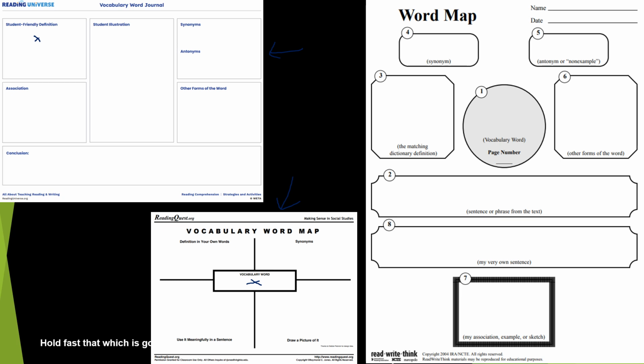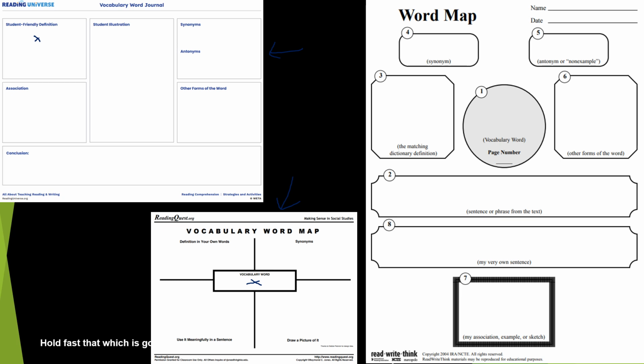The last one on the right hand side there, again, very similar in what we're seeing. We've got our synonyms, we've got our antonyms in there, other forms of the word. We've got the definition written in, a particular phrase or sentence from the text that it comes from. So that would be very useful if it's in a particular quotation, for example, and using it in their own sentence as well as their own little picture at the bottom.